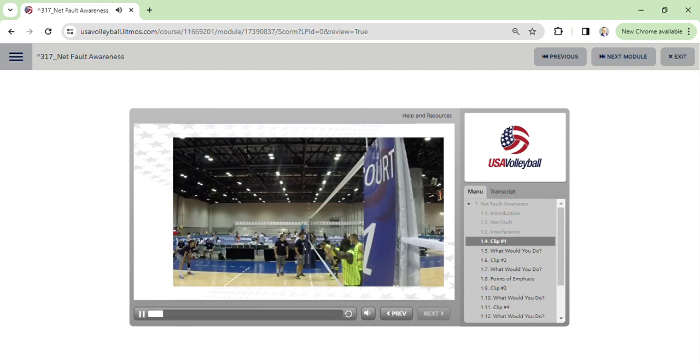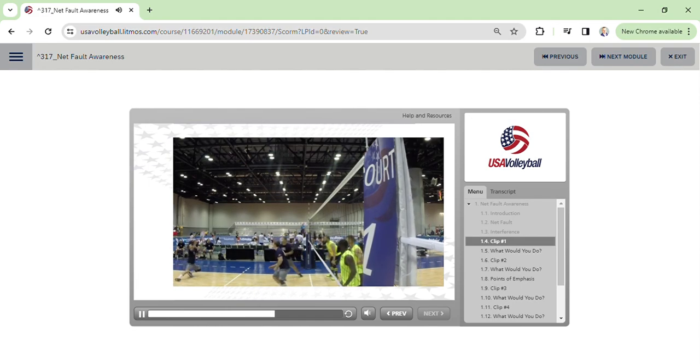As this first clip begins, the ball is being served on your right and on the first rally is attacked by the team on your left. A blocker in yellow on your right contacts the bottom tape of the net. The second referee does not whistle a net fault.